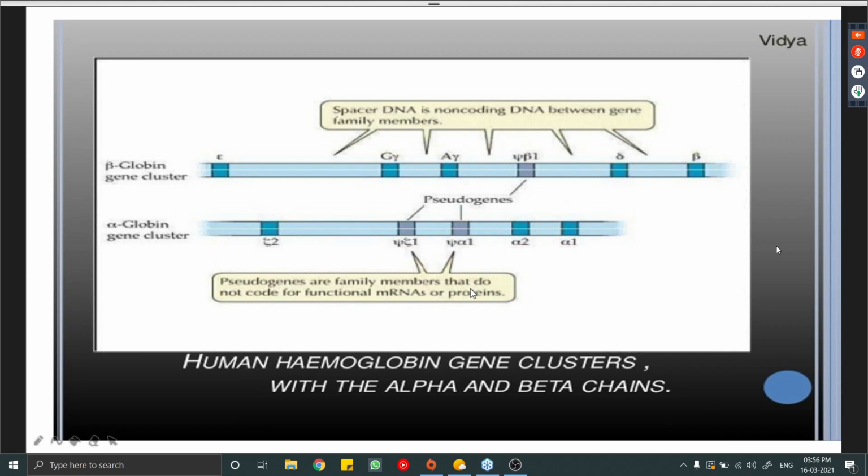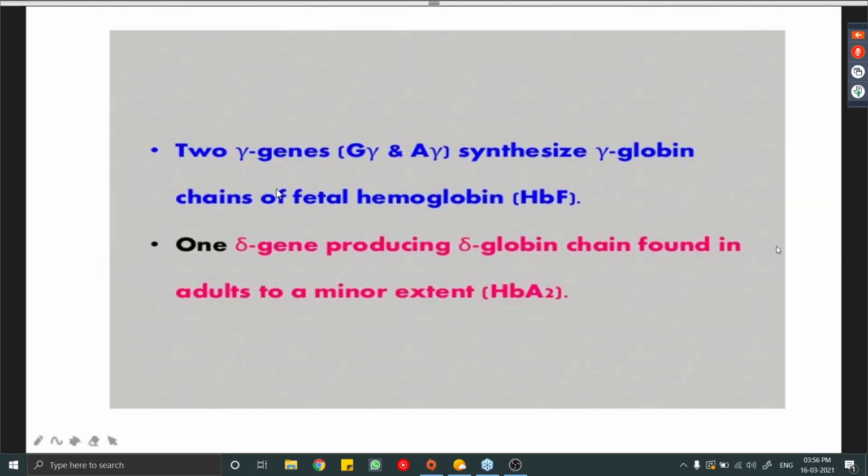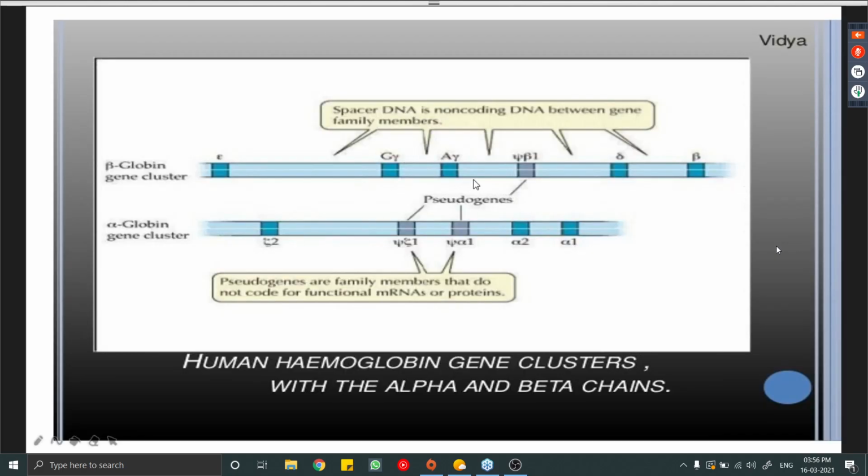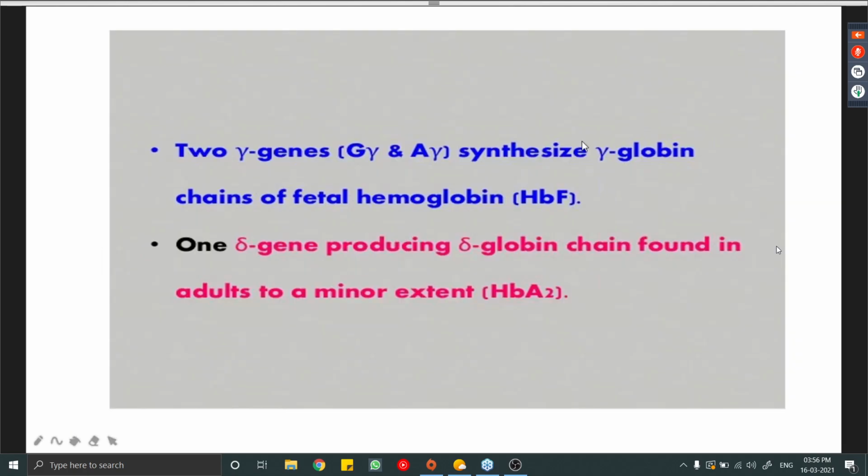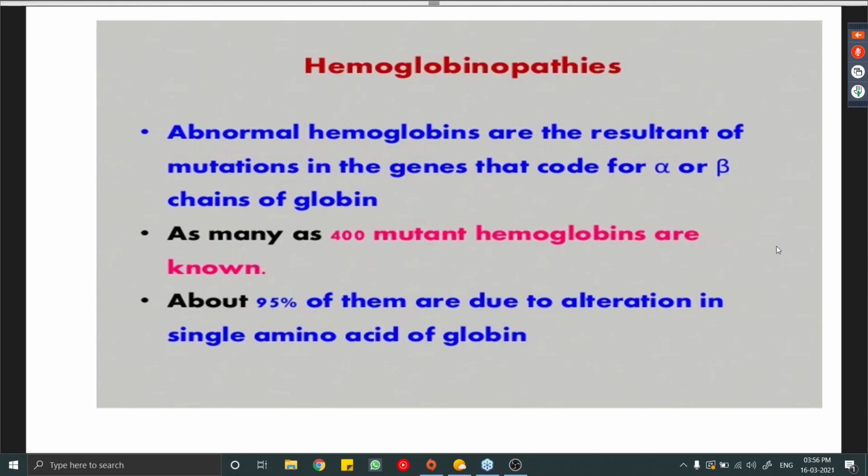Pseudogenes are family members that do not code for functional mRNAs or proteins. There are two gamma genes, G gamma and A gamma. They synthesize the gamma globin chain of fetal hemoglobin, and one delta gene produces the delta globin chain found in adults to a minor extent as hemoglobin HbA2. In the next class, I will discuss hemoglobinopathies and methemoglobin.